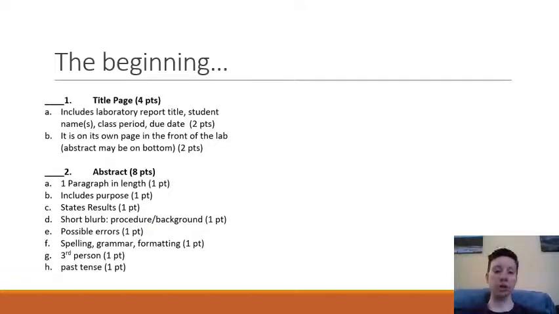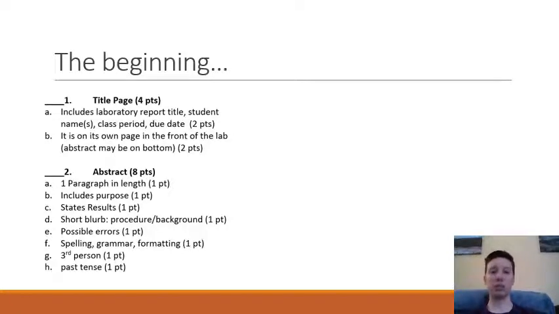So in the beginning, the first thing you should have is the title page. Make sure it has everything listed there on the rubric. Double check that the due date is the final lab report due date. And then you can also have the abstract on the same page at the bottom, or it could be on its own page. Now, what is the abstract?